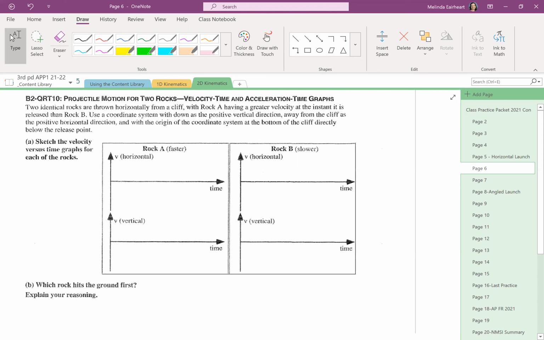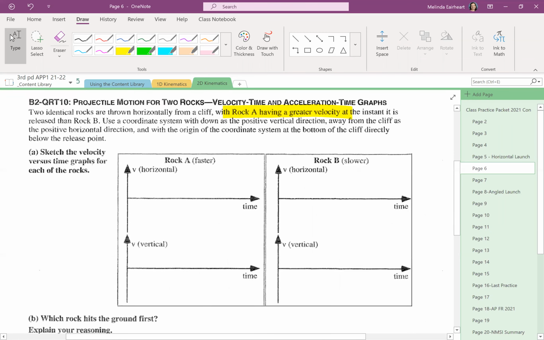Rock A, they tell us, has a greater velocity at the instant it's released compared to rock B. So they're released at the same time, but we throw A greater. Now that's different from the picture, right? We said A was less. Here they're actually telling us VXA is greater than VXB.